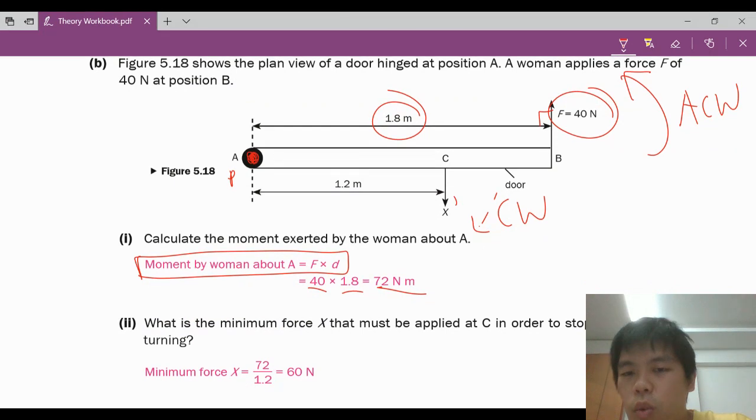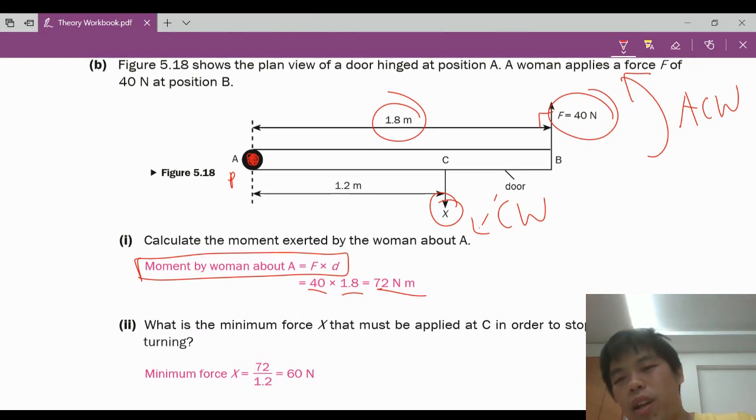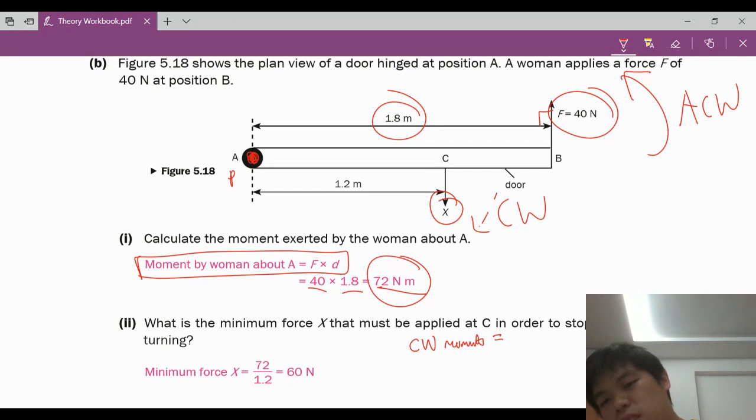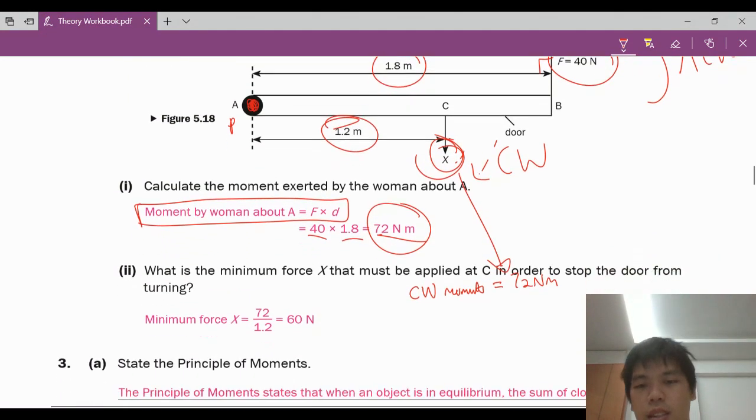What is the minimum force needed to be applied at C? So they want to ask what X is in order for the door to stop turning. So you want to have the same moments on both sides. So you want the clockwise moment to be equal to the anti-clockwise one, which is 72 newton meters. So you want X times this distance to be equal to 72. So let's do the math.